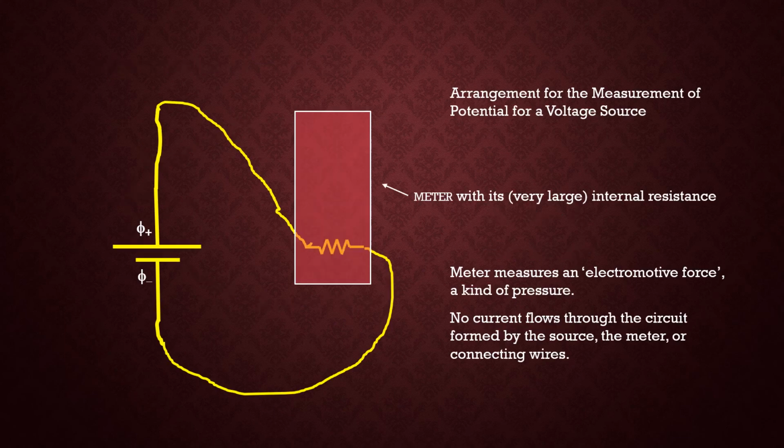The measurement of the electromotive force or voltage of a specific source involves the creation of a circuit, in which case the meter, which has a very large internal resistance, is inserted into a circuit with the device. No current flows because the meter's resistance is huge and it essentially blocks the passage of current. So what you're measuring is the pressure, it can be thought of as a pressure, of the charges against the large resistor.